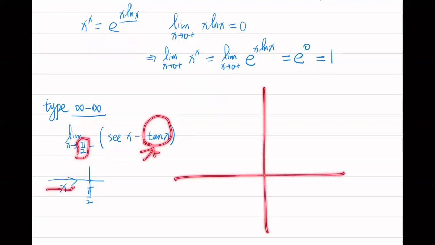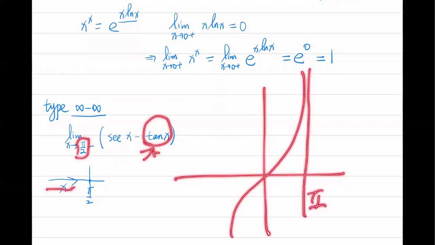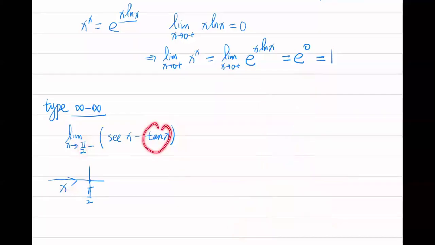What's the graph of tangent x? So when x approaches pi over 2 from this side, tangent x goes to infinity. So this goes to infinity.